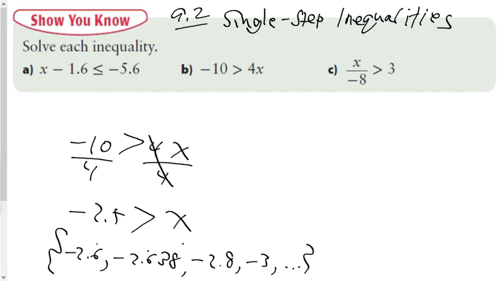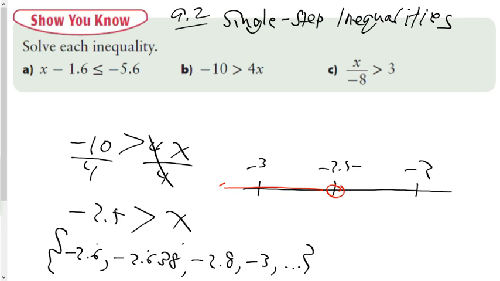If I wanted to graph it, at negative 2.5, I would use the open boundary point because negative 2.5 is not included in those set of numbers. It has to be less than negative 2.5. And using our number line arrow, we could say that any of those numbers on that red line can be substituted in here for x to satisfy the inequality: negative 10 is greater than 4x.